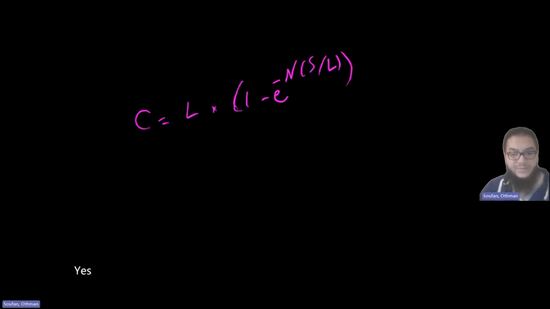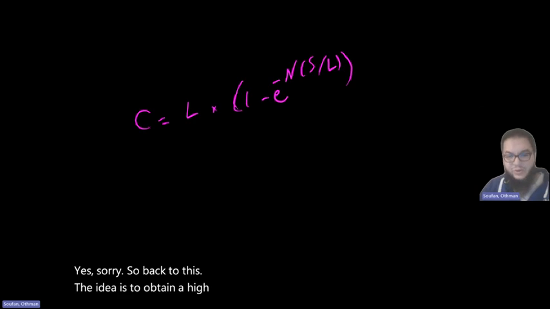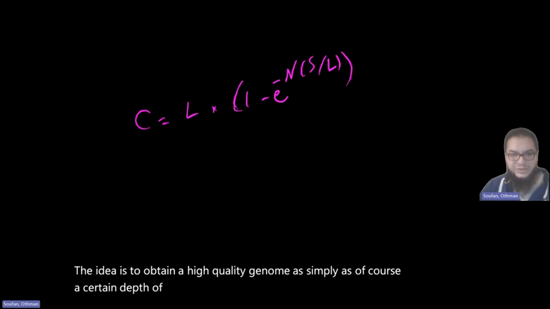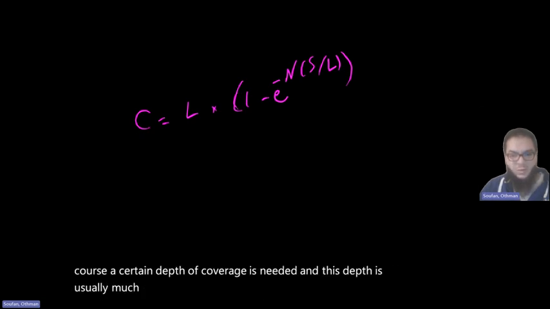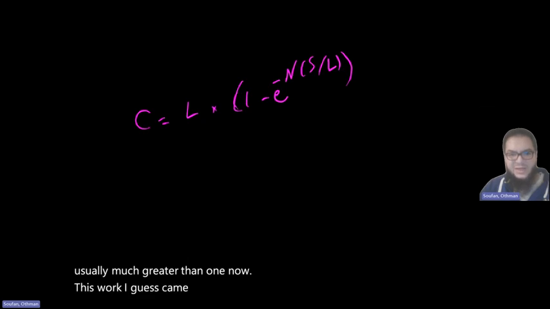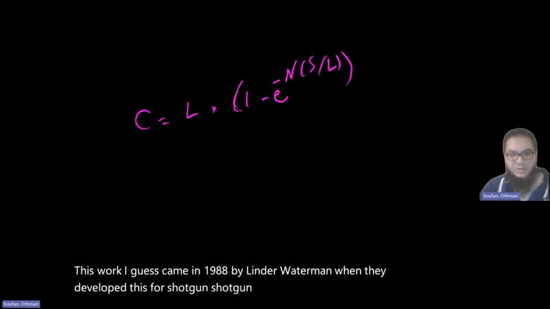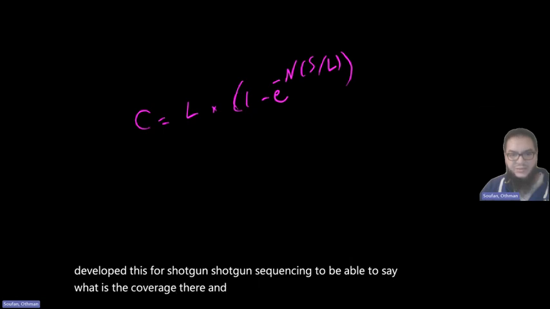Back to this. The idea is to obtain a high quality genome assembly. Of course, a certain depth of coverage is needed, and this depth is usually much greater than 1. This work came in 1988 by Lander and Waterman, who developed this for shotgun sequencing, to be able to say what coverage is needed.